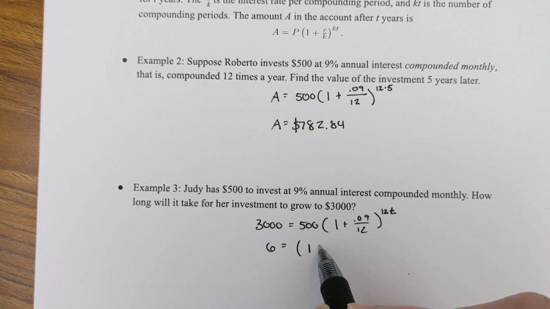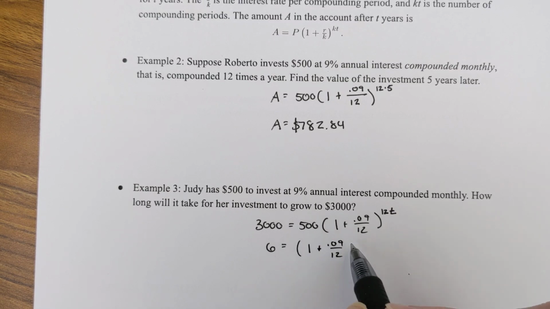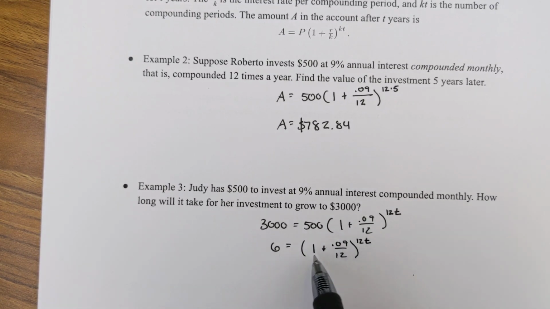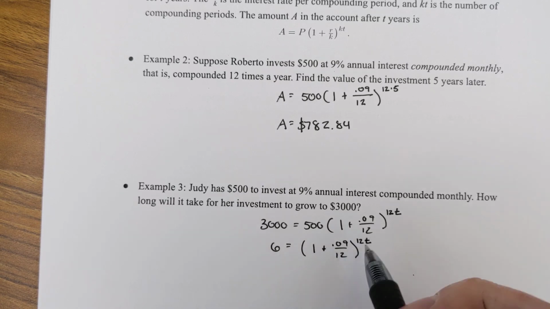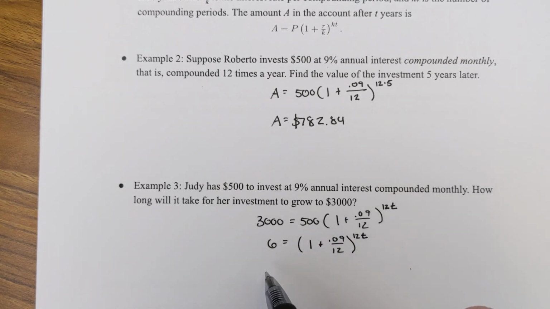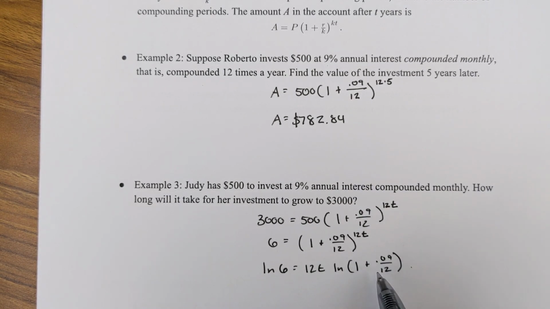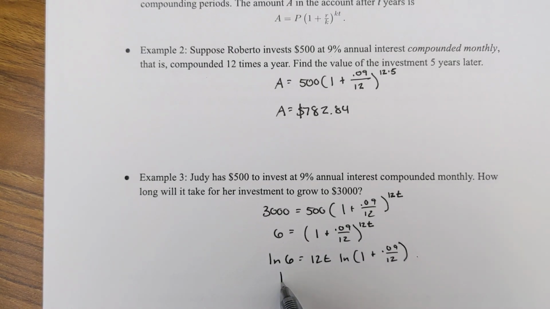So what I would do next is I need to get this out of the exponent, which means I need to take the natural log of both sides. Now you could use the common log, it doesn't actually matter. So you'd have that. Now I would need to divide the 12 and the natural log across to get t by itself. So what that looks like is this.